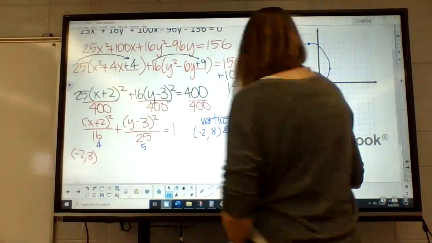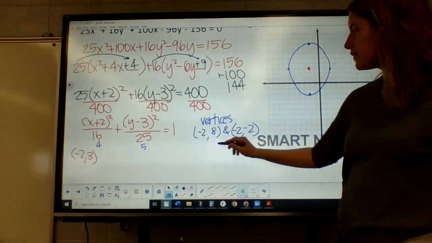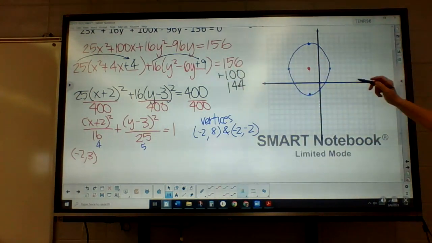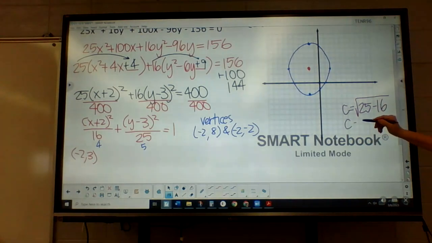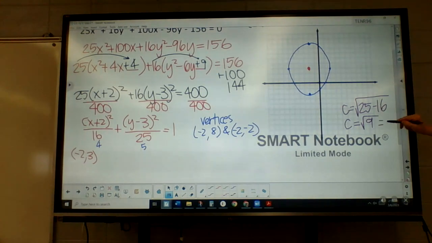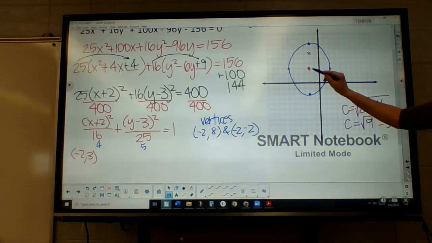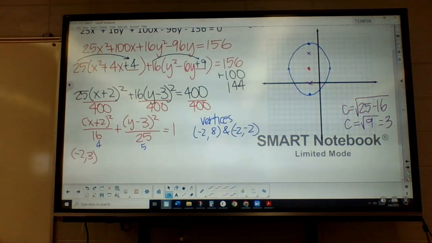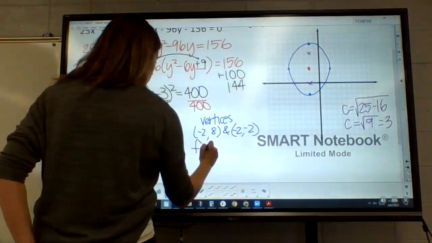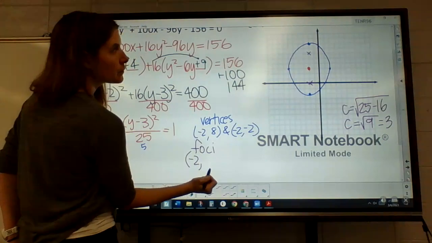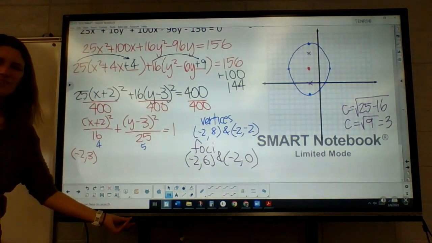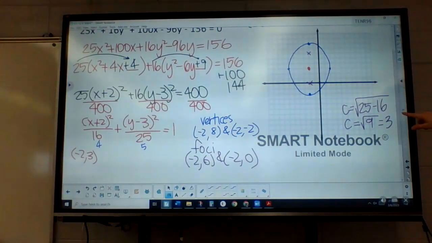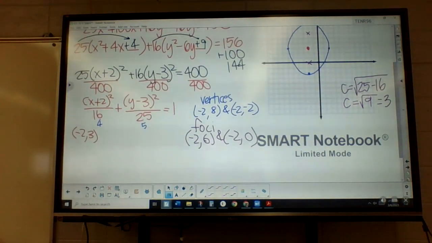And then our foci in this case, just to reiterate the difference between hyperbolas and ellipses, to find my c value, this time I subtract them. So I do 25 minus 16. So my c is the square root of 9, which is just 3. So I'm going to go up and down 3, and that's our foci, our focus points there. It's good to recognize there's a difference between those two, and I want to make sure the rules for figuring out the foci are opposites for hyperbolas and ellipses.